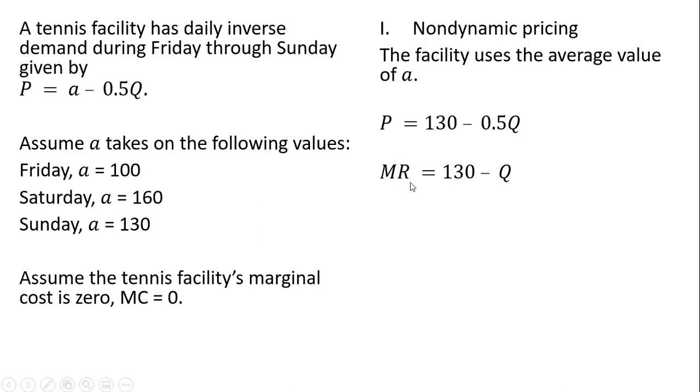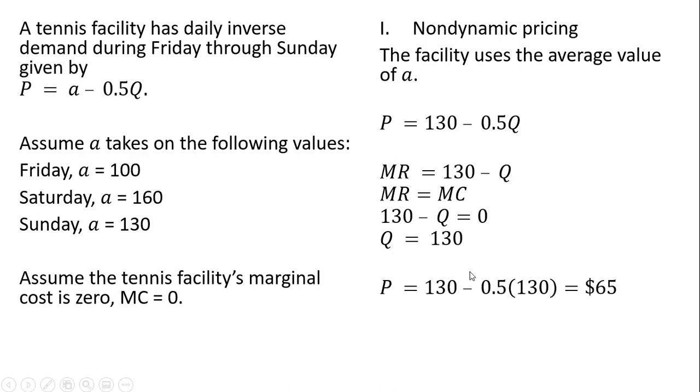The firm will get marginal revenue, which is just the inverse demand with a slope that is twice as steep. So it's 2 times 0.5. That's why we have just a 1 in front of the Q here. And setting marginal revenue equal to marginal cost, Q equals 130. Plugging this 130 back into the inverse demand, the firm charges a price of $65.